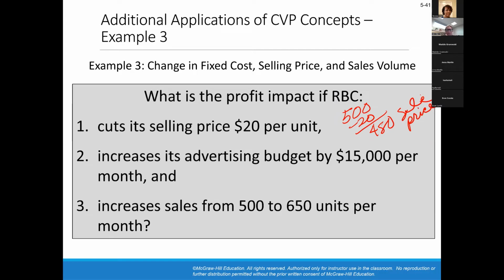All right, we're going to increase the advertising budget by 15,000. So our advertising budget is going to get added to that fixed 80,000. So now we have 95,000. And then we're increasing our sales from 500 to 650. So that's an increase of 150 units. All right, so let's see what that looks like.